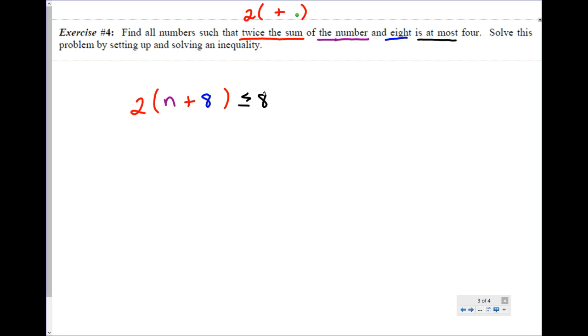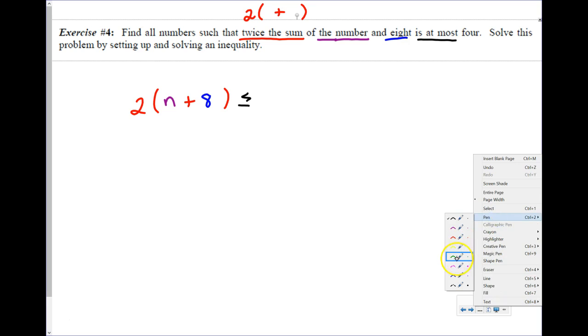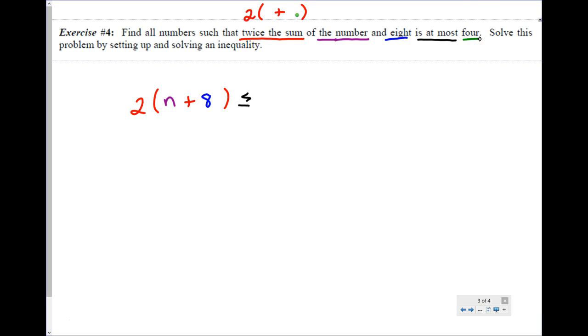Oh, I don't know why I wrote the 8. Is at most 8. Why did I keep saying 8? I meant 4. That says 4. Sorry. 4. Alright, notice my colors match up with my translations. Okay? Now we have to solve.